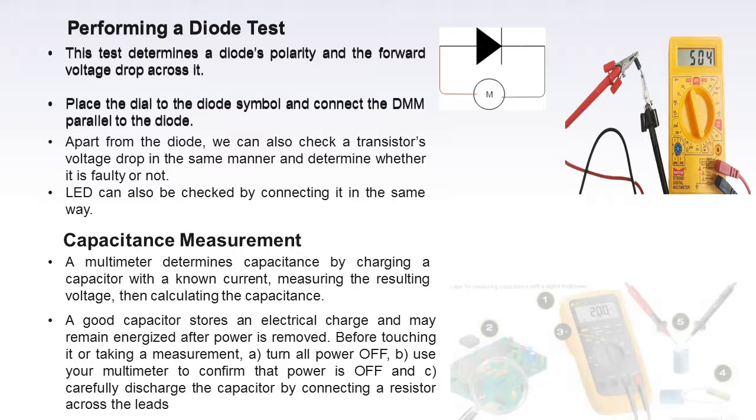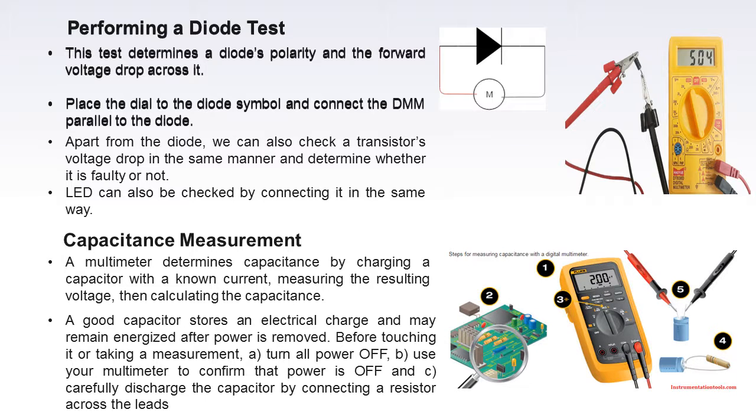Now let's see capacitance measurement. Multimeter determines capacitance by charging a capacitor with a known current, measuring the resultant voltage and then calculating the capacitance. So once you know voltage drop across the capacitance, you can use the formula VC is equal to I into XC. You know the current, you know the voltage across the capacitance, you will come to know the value of capacitive reactance XC. And as you have formula XC is equal to 1 upon 2 pi FC, you will come to know what is the capacitance value.